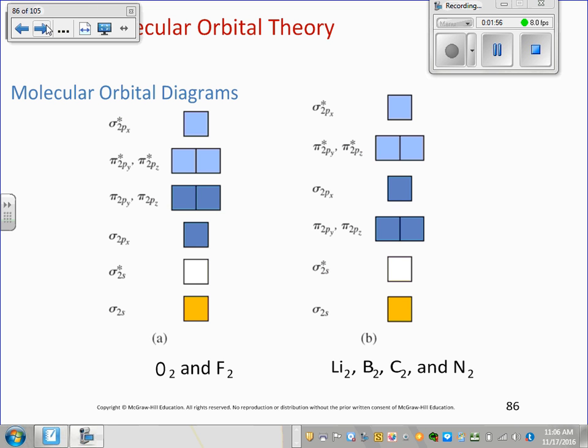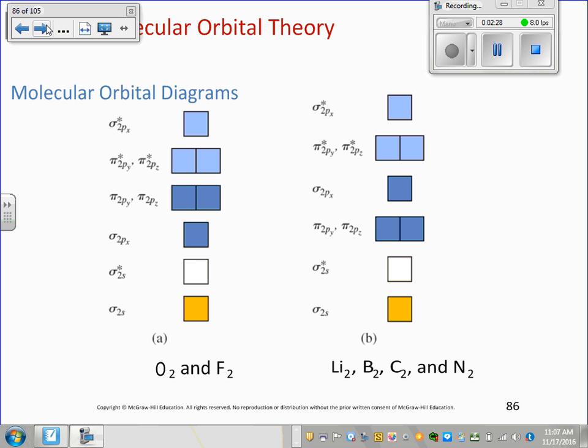So if you're looking at compounds like oxygen and fluorine, we have the sigma 2s followed by the sigma star 2s, the antibonding. Then the sigma 2px along the x-axis. Then the pi 2py 2pz, then the pi star 2py 2pz antibonding, and the sigma star 2px antibonding.